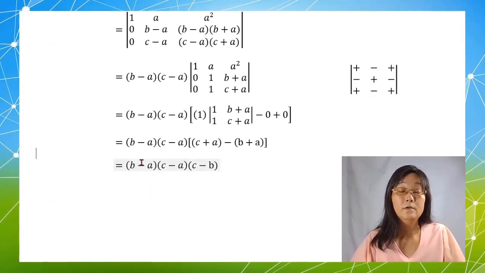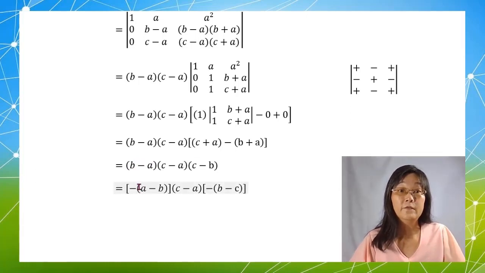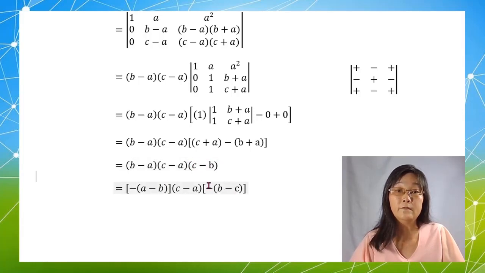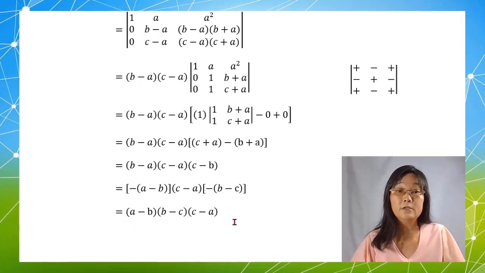So now, in order to change B minus A into A minus B, I'm going to factorize the negative out. Then I'll get A minus B. Same as here, I'm going to change C minus B into B minus C, that is, I'm going to factorize the negative out. Then I'll get B minus C. Then this negative and this negative will become positive. Finally, I rearrange the position, then I'll get A minus B, B minus C, C minus A.